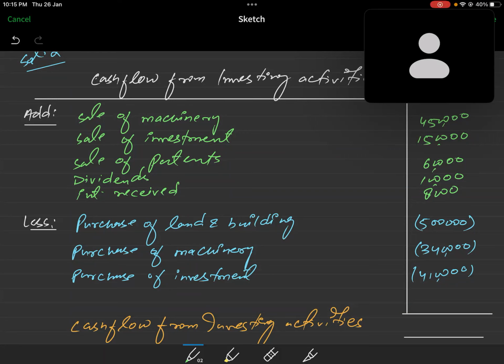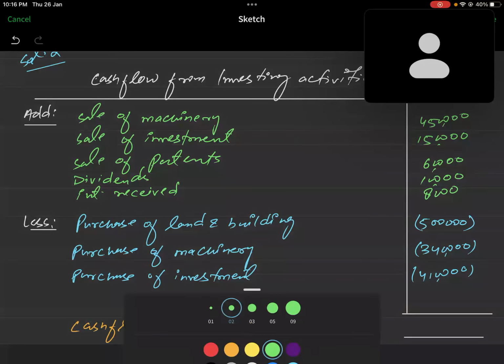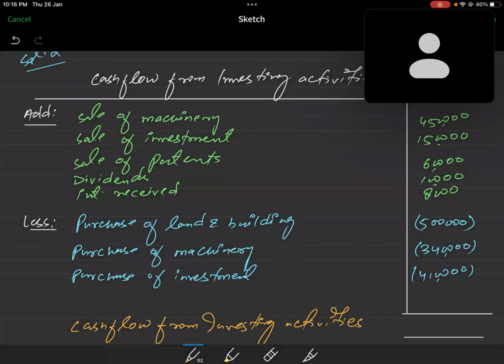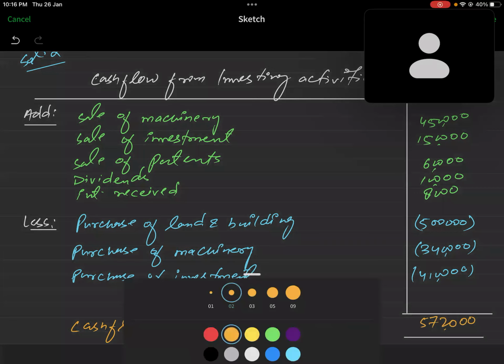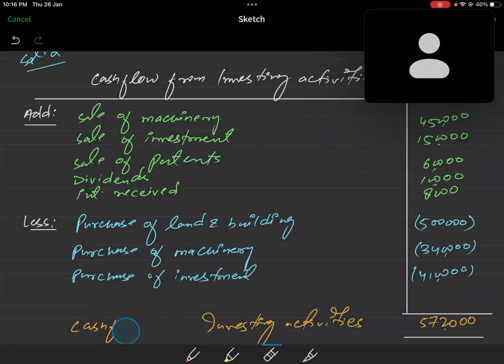So now we need to total this. 450, 150 will be 6,78,000, right? And out of this, we need to subtract 5,53 and 4,10,000. So I think we will be getting the answer in negative. Yeah, I'm getting the answer in negative, which is 5,72,000 negative. Understood? And yes, we'll be writing this as cash used in investing. Done? Yes.